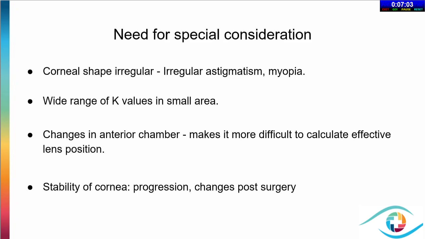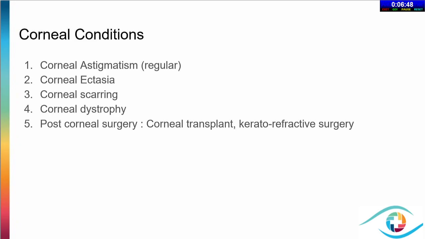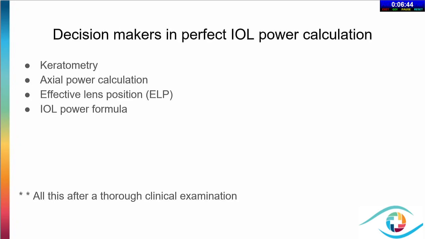So what are the main decision-making points while calculating any IOL power? One is keratometry, that is corneal power, then axial length calculation, the effective lens position prediction, and the formula that we are using to put all these things together and then calculate a lens power. Of course, all of this comes after a thorough clinical examination for a particular case.